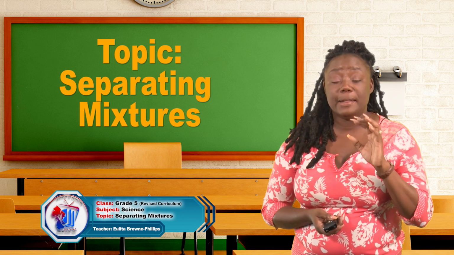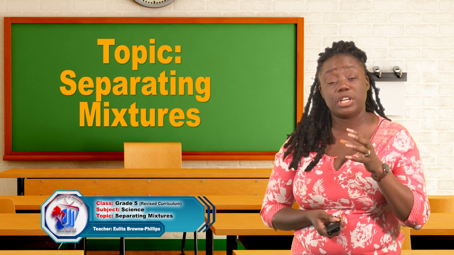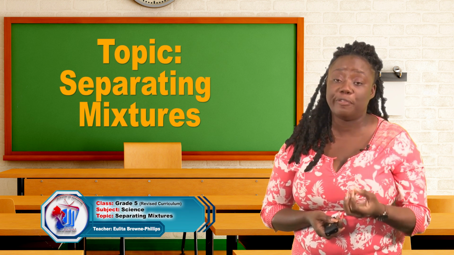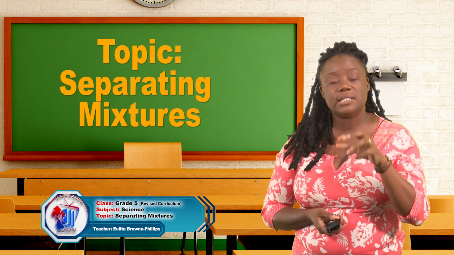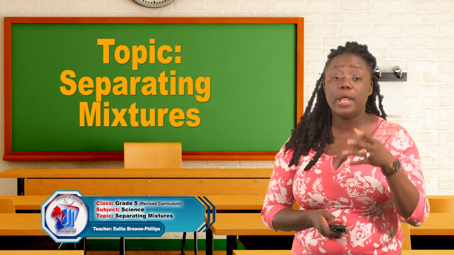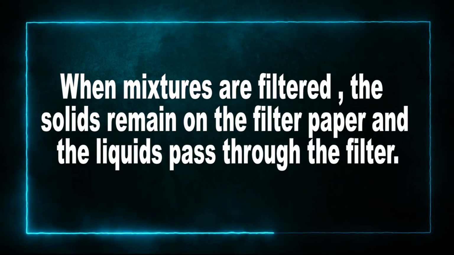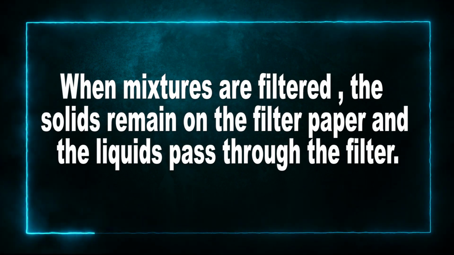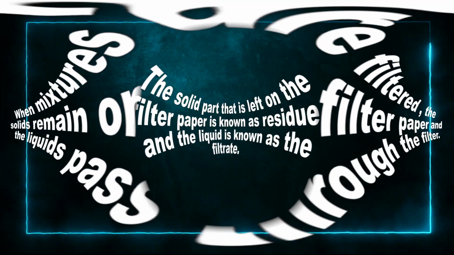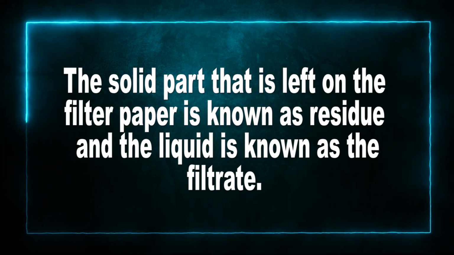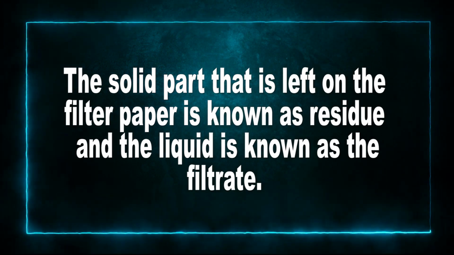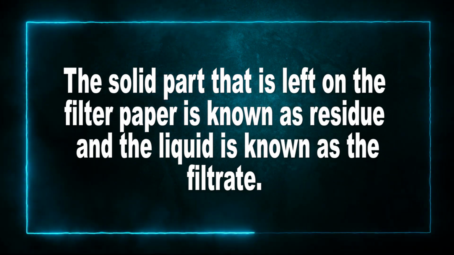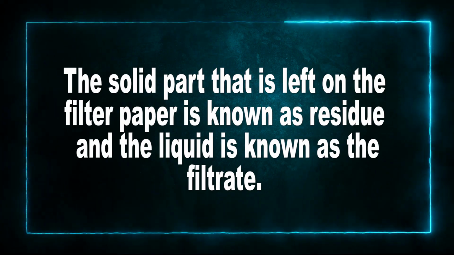Likewise, in the mixture of liquid washing blue and rice, the liquid washing blue will pass through the filter paper and the grains of rice would be left on the filter paper. When mixtures are filtered, the solid remains on the filter paper and the liquids pass through the filter. The solid part that is left on the filter paper is known as the residue, and the liquid that passed through the filter paper is known as the filtrate.